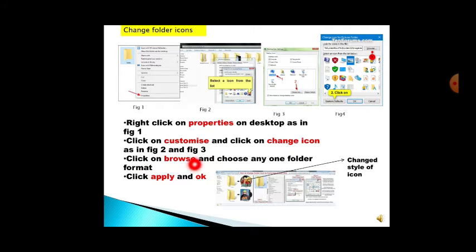So click on browse. When you click on browse here, you get different options. Then choose any one folder format. These are the formats. So suppose I want like this. I will take like this.